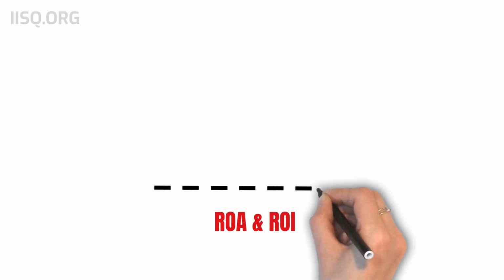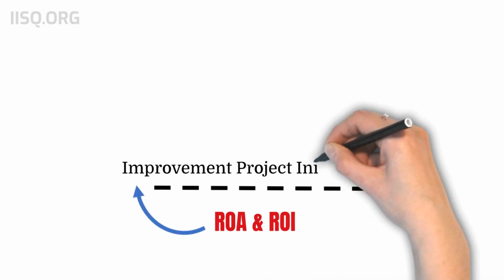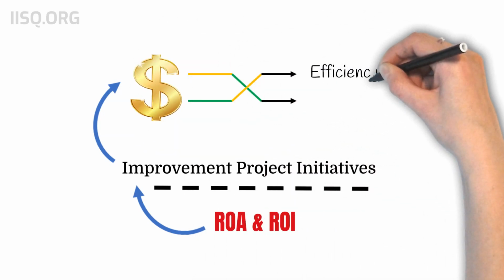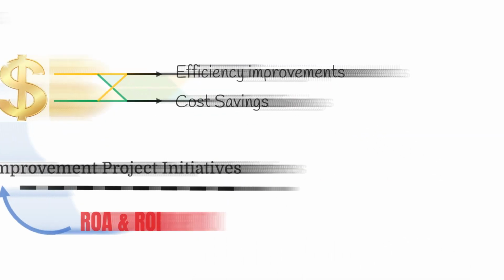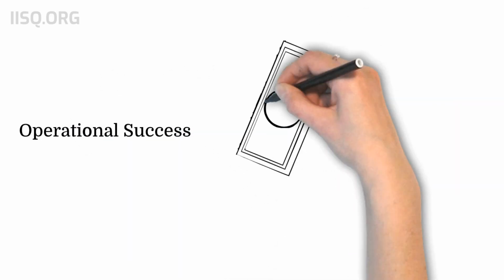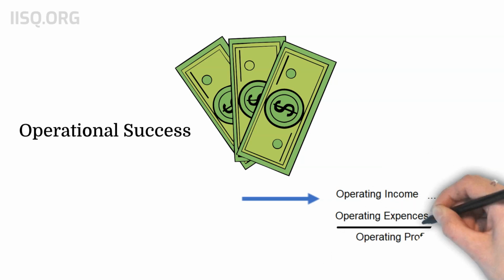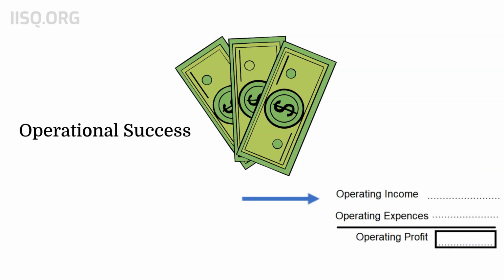In this video, we'll explain how ROA and ROI apply specifically to improvement project initiatives, helping you quantify efficiency improvements and cost savings. Learn how to translate operational success into tangible financial returns and ensure your projects contribute directly to your company's bottom line. Let's dive into how these metrics can elevate your Lean Six Sigma strategy.